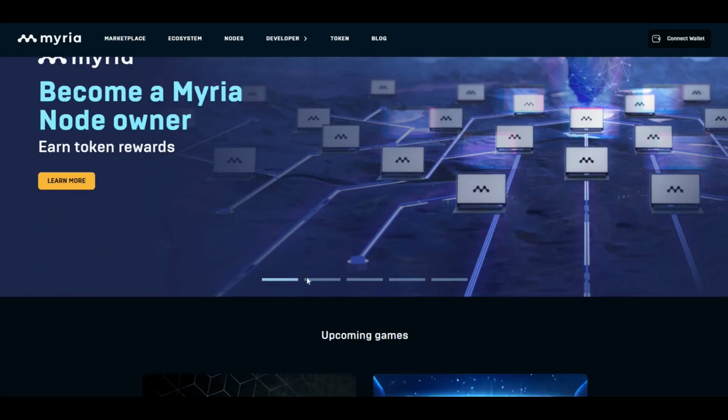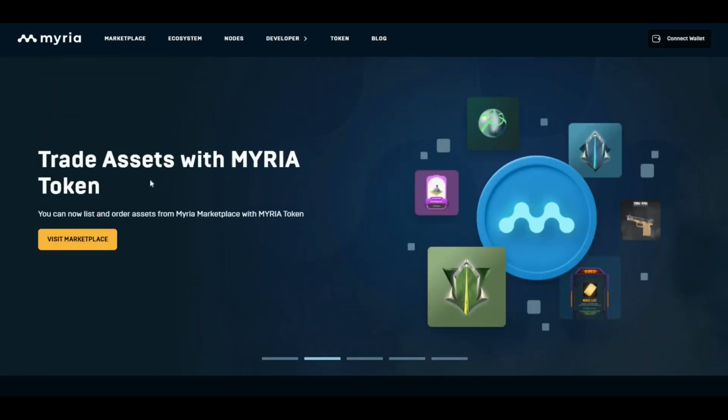If we take a look through the website, if I just scroll through here, you can see trade assets with Myria token. So you can use the token to trade assets. You can now list and order assets on the Myria marketplace with Myria token.